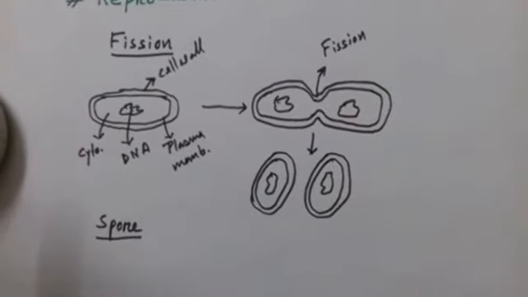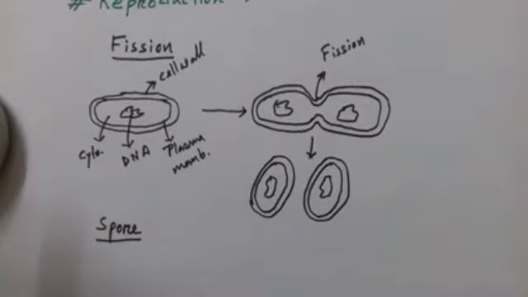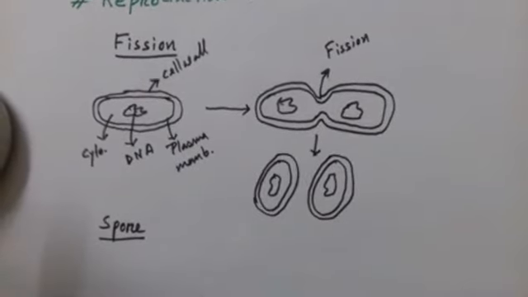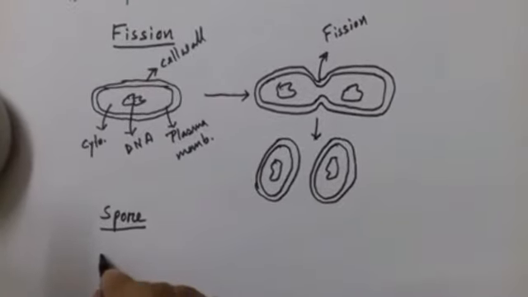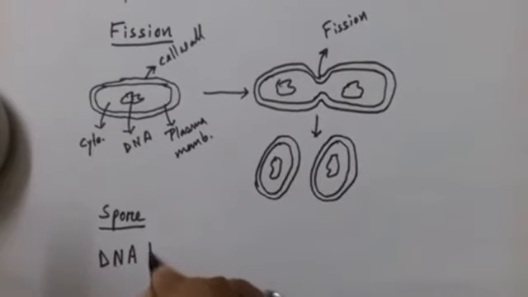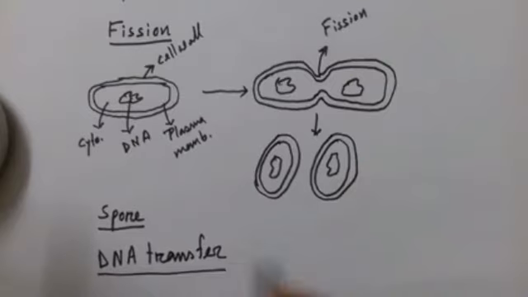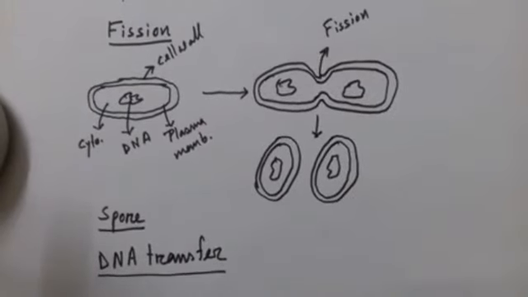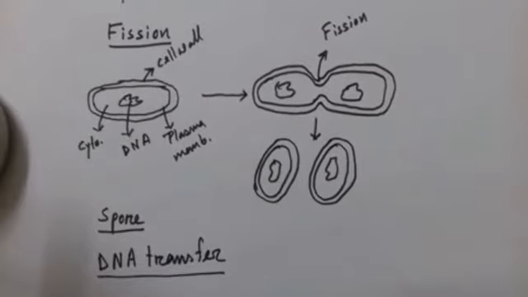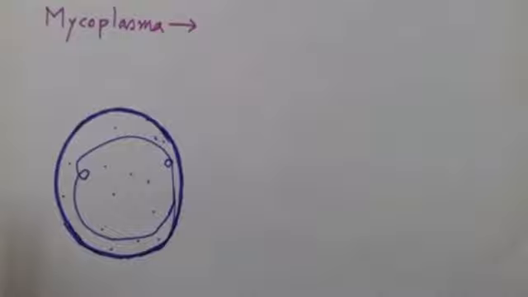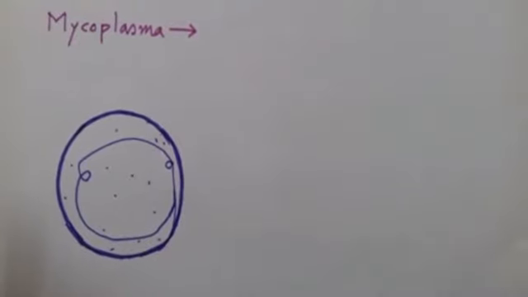Another method is production of spores. Under unfavorable conditions they produce spores. Another is DNA transfer. This is a sort of sexual reproduction by adopting a primitive type of DNA transfer from one bacterium to the other. In kingdom Monera, there are other organisms called Mycoplasma.